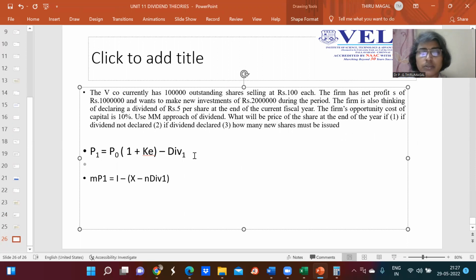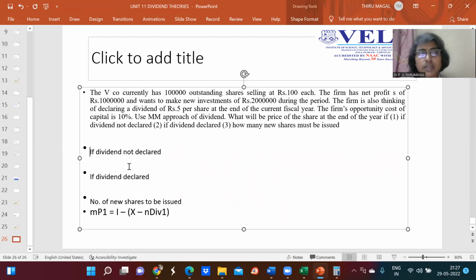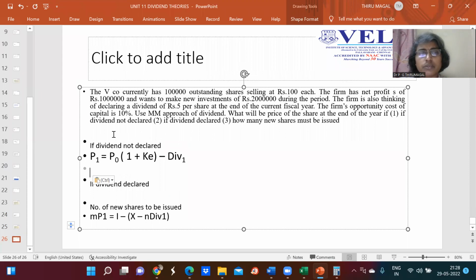So now what we can do is use the condition: if dividend is not declared. Then the second condition is if dividend is declared. The third one is the number of new shares to be issued. So these three we are supposed to find out. When dividend is not declared, we will use the same formula here. This is the formula we are going to use.